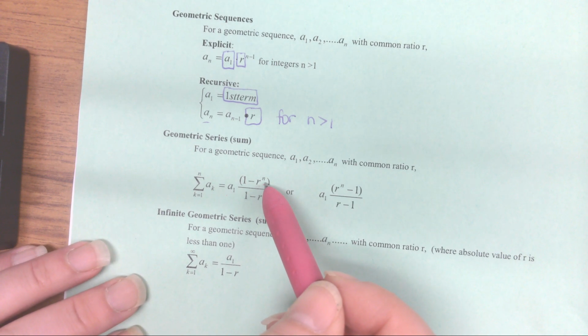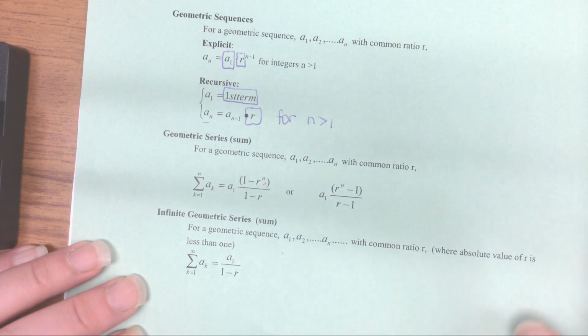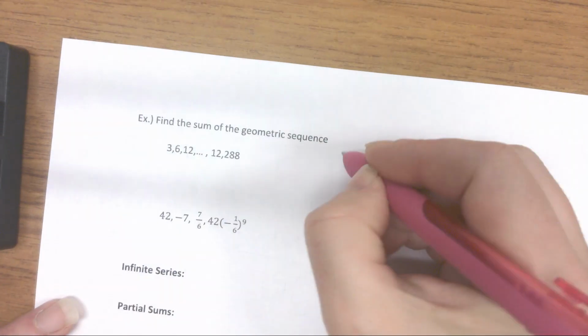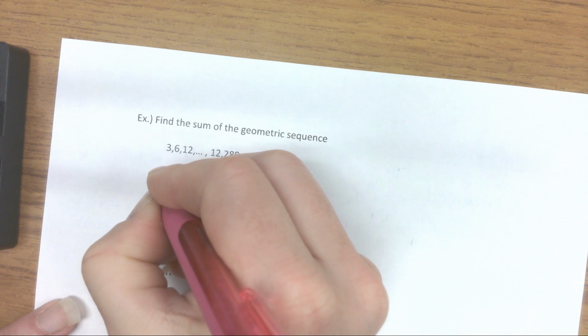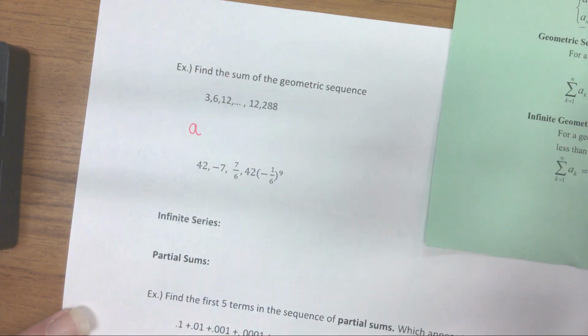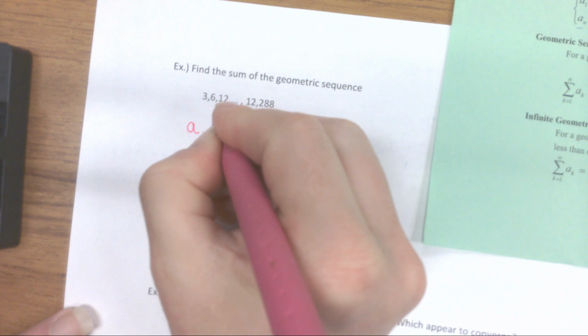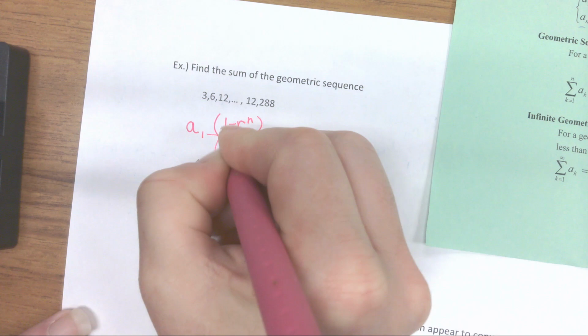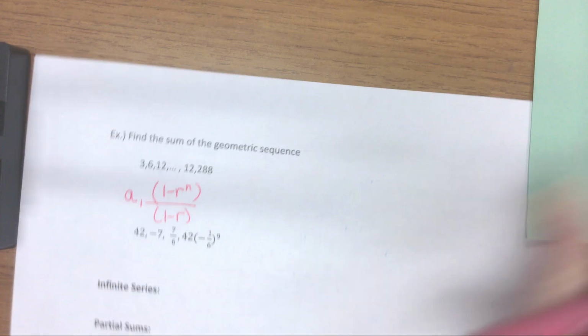Okay. So let's figure out on this one all of the things. So in general, to do this formula, I'm going to need a sub 1 times 1 minus r to the nth all over 1 minus r. Okay. What's a sub 1?